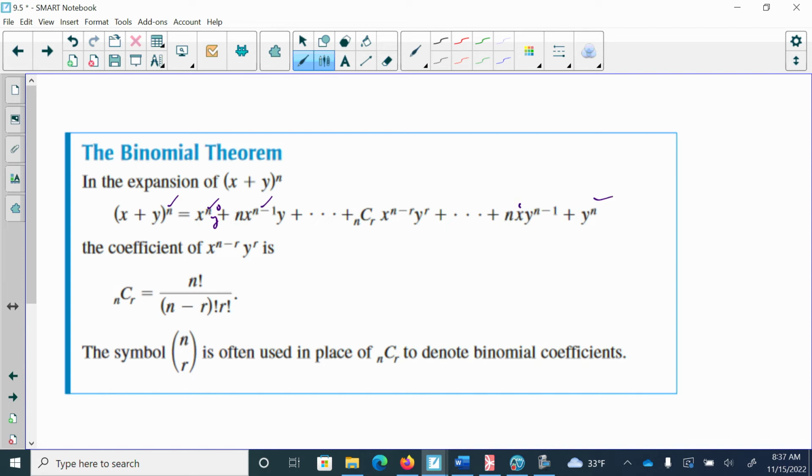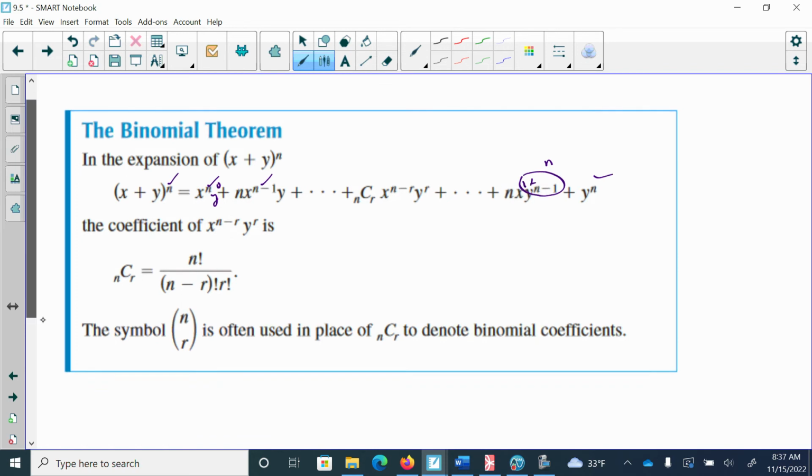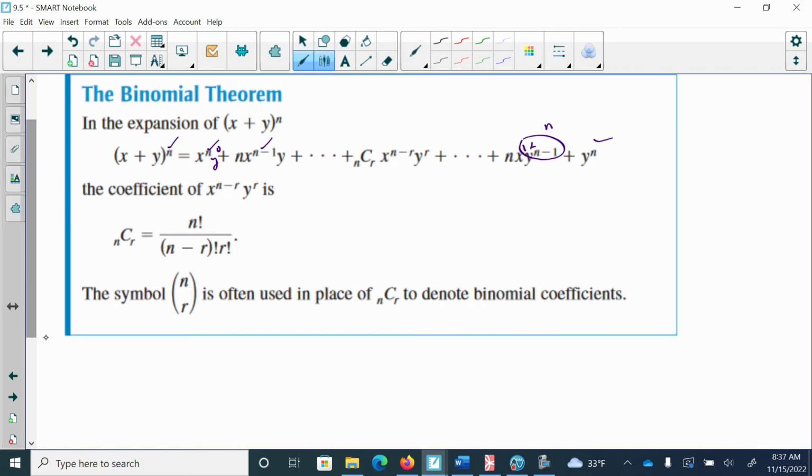Notice that when I add these exponents, and this is understood to be 1, they will always equal n. This is a combination, which you should have learned in statistics. To do a combination, you take the number. So I'm going to do n choose r: n factorial over r factorial times n minus r factorial.